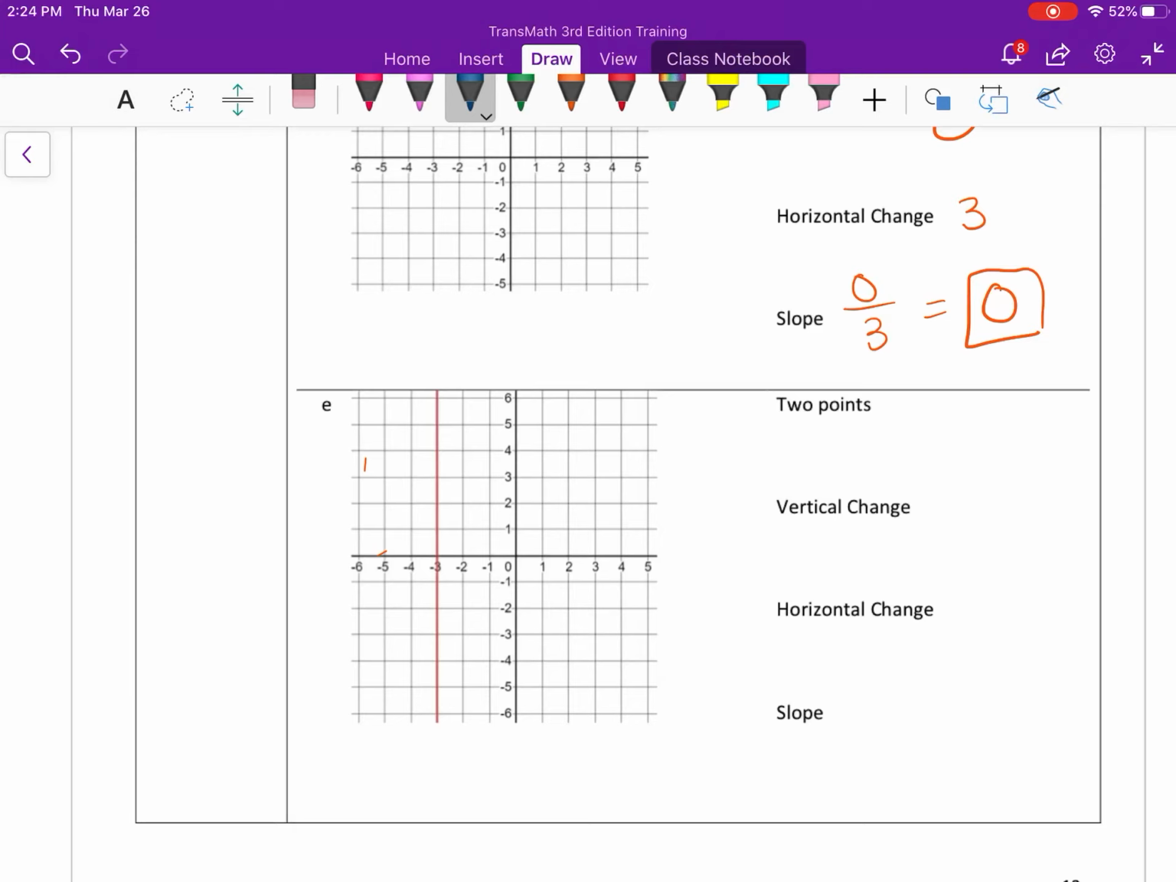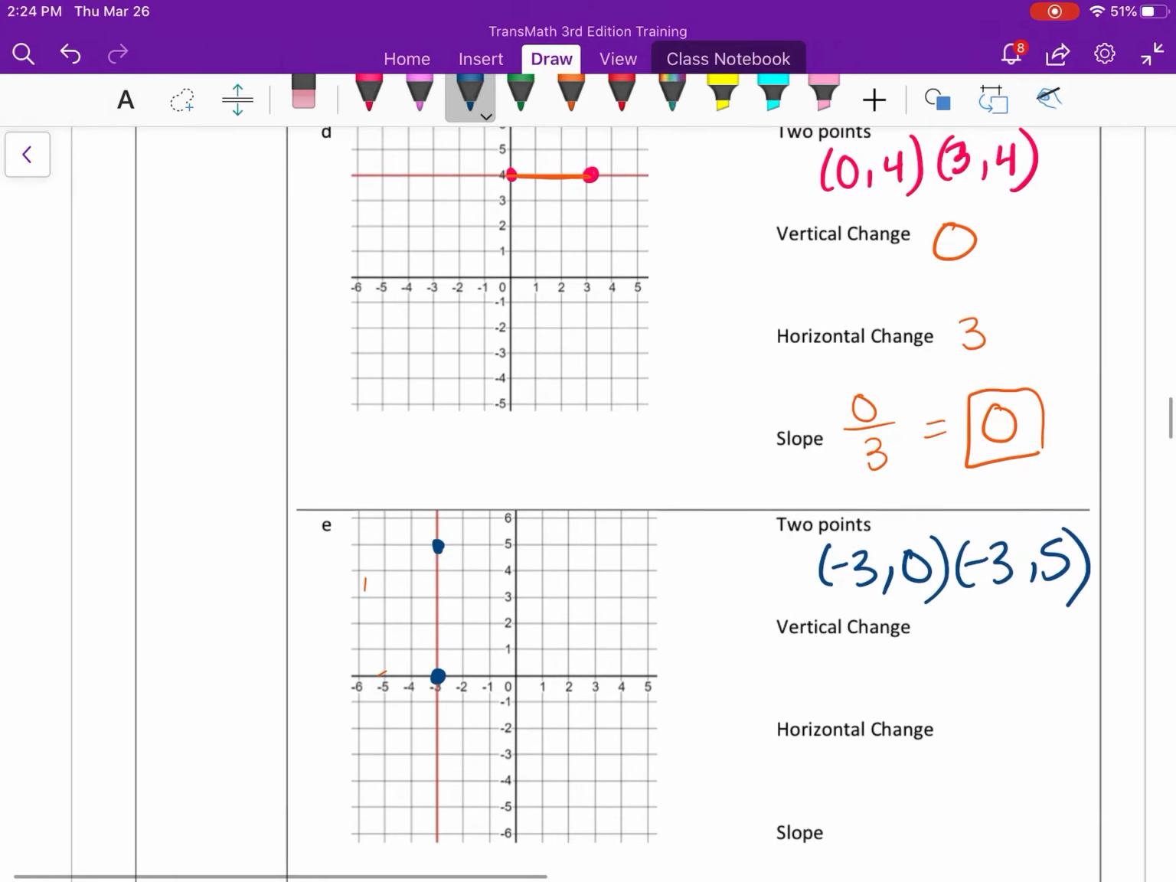Horizontal or vertical line. So let's try the point -3, 0, and then -3, 5. How about? So notice that in the D, the y coordinates stay the same and the x's change. In this one, the x coordinates are staying the same and the y's are changing. So this one's not a function because you have two of the same x coordinates. And then let's find the slope.